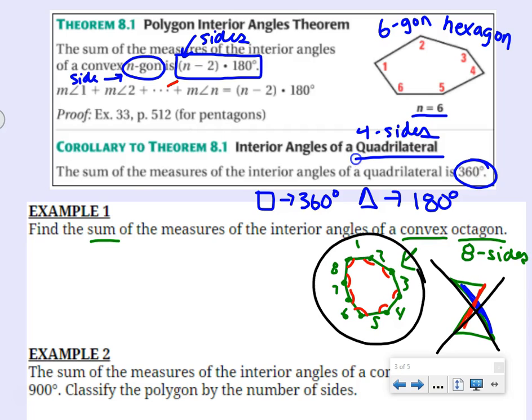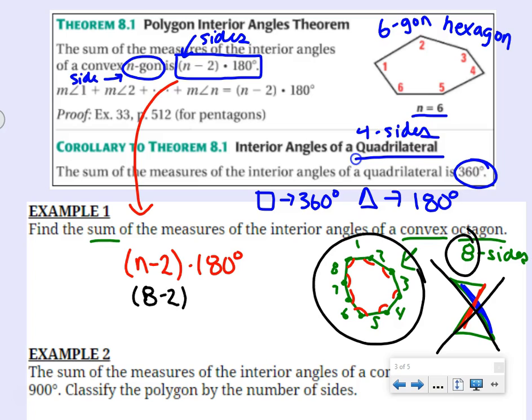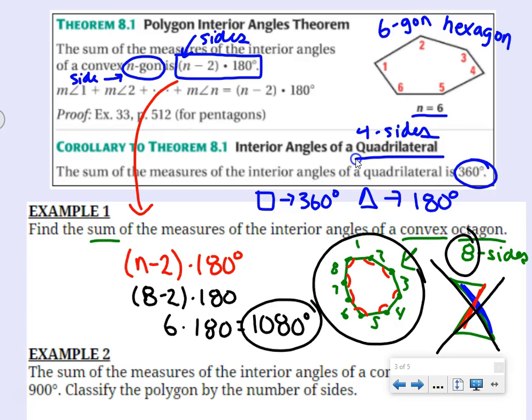So we're going to use our formula, which says n minus 2 times 180 degrees will give us that number. We have 8 sides, so n is 8, so we say 8 minus 2 times 180. 8 minus 2 is 6. We do 6 times 180 and we get 1080. So there are 1080 degrees in the interior angles.